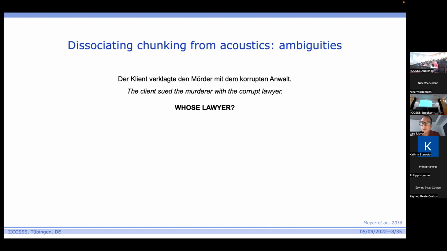In a second study we did to address that hypothesis of a link between oscillatory cycles and chunks in language, we're using this classical paradigm that used ambiguous sentences. You may be familiar with these. The client sued the murderer with the corrupt lawyer. Whose lawyer is this?